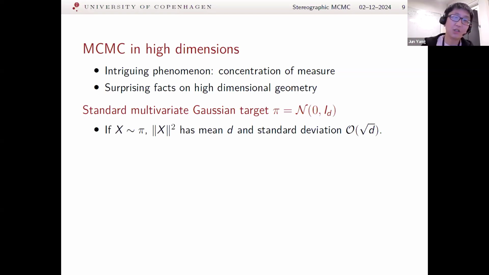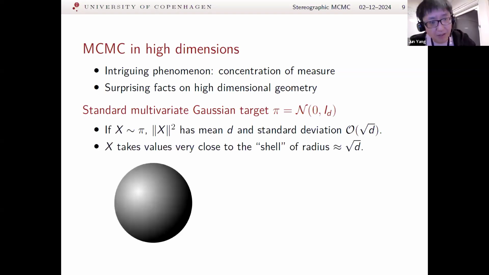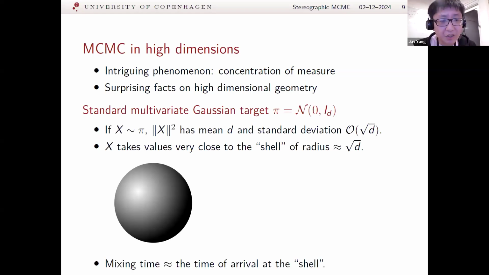So you can see the intuition is very different. In summary, a sample from a high dimension Gaussian takes values very close to a shell, roughly of radius square root of d, with the center being the mode of the target. And the mixing time of this Markov chain roughly corresponds to the time of arrival at this shell.